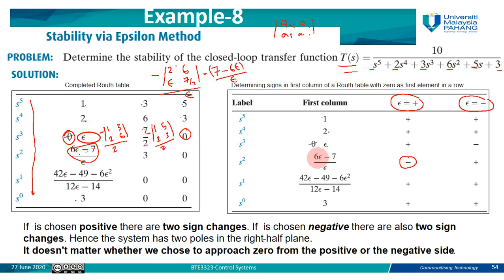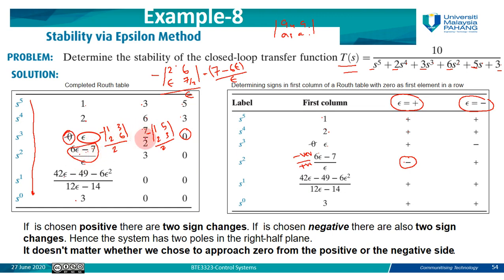Try to multiply 6 times 0.0001, for example. You will get a very small value. If this value is small, negative 7 becomes larger, so the numerator becomes a negative value, and the denominator is positive because we said it is positive. So negative over positive gives you a negative value. Okay, we go to the next one, 42 epsilon minus 49. We calculate this one by assuming this value, 6 epsilon minus 7 over epsilon. This is the first column.